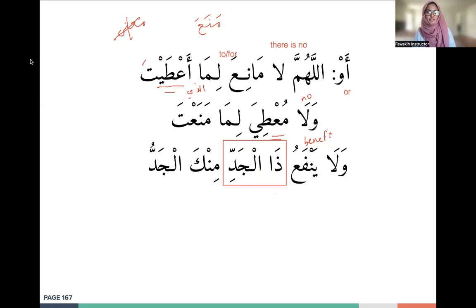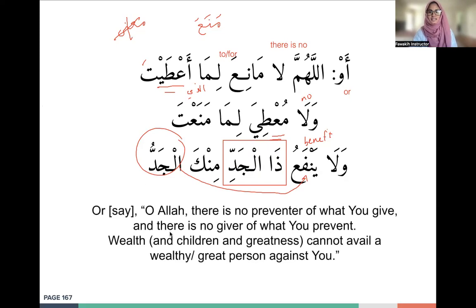This is a little bit complicated, so I'm going to just show you the English. Jad, by the way, is the subject of yanfa'u. So al-jad will not benefit. Al-jad, how do I translate that? It's wealth: al-jad will not benefit, cannot avail. So jad here is wealth, and dhal jad is a possessor of wealth. That's why they say a wealthy or great person, dhal jad. So it's saying that wealth can't benefit a wealthy person.